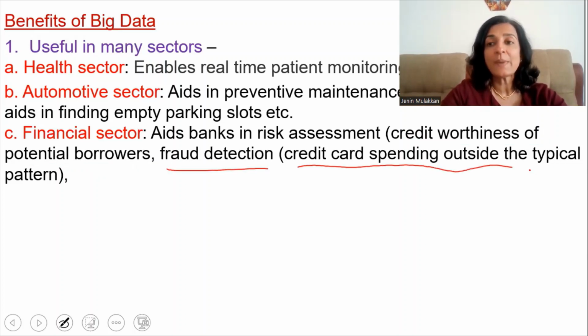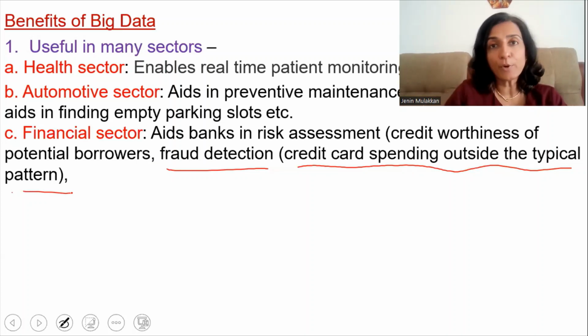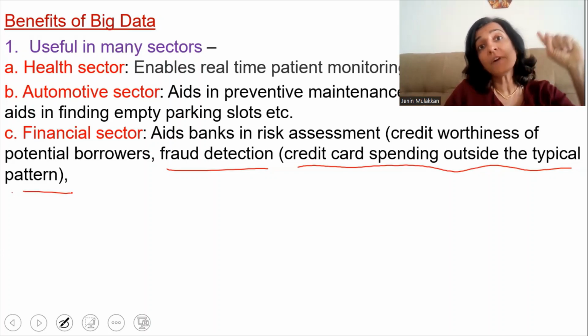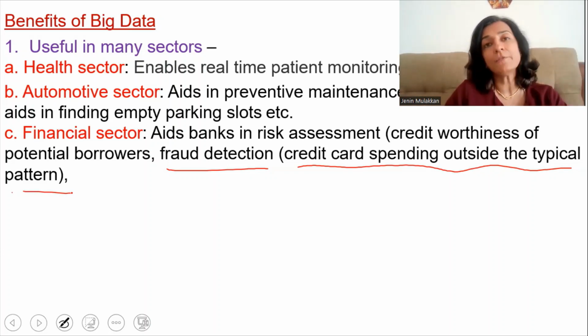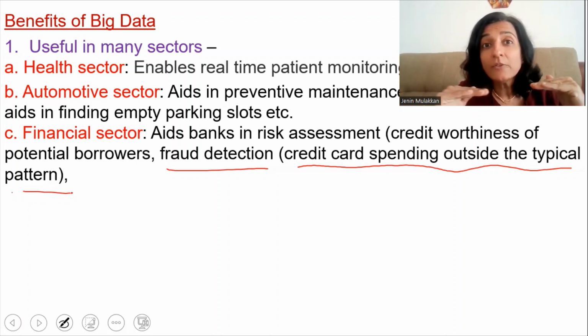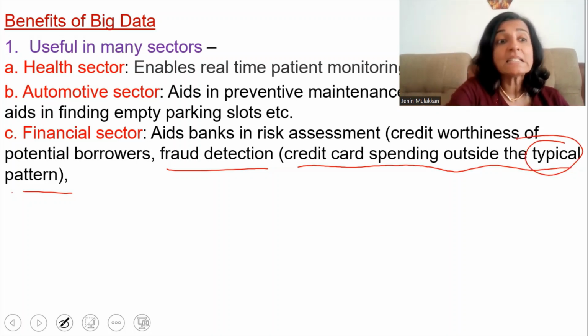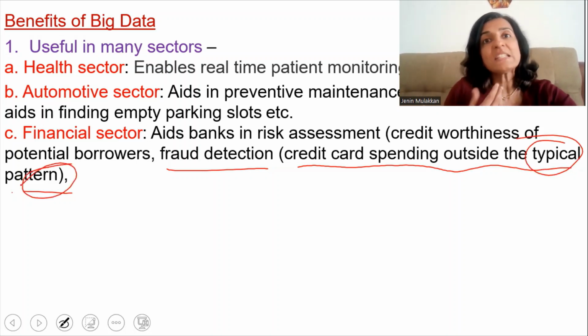That is credit card spending outside the typical pattern. Now, I usually use my credit card in India. So that is my typical pattern. And if I go abroad for a holiday without informing the credit card issuers, and if I use the credit card in a foreign country, there is high likelihood that the credit card will get suspended because it is not conforming to my typical spending pattern, because I always spend in India.